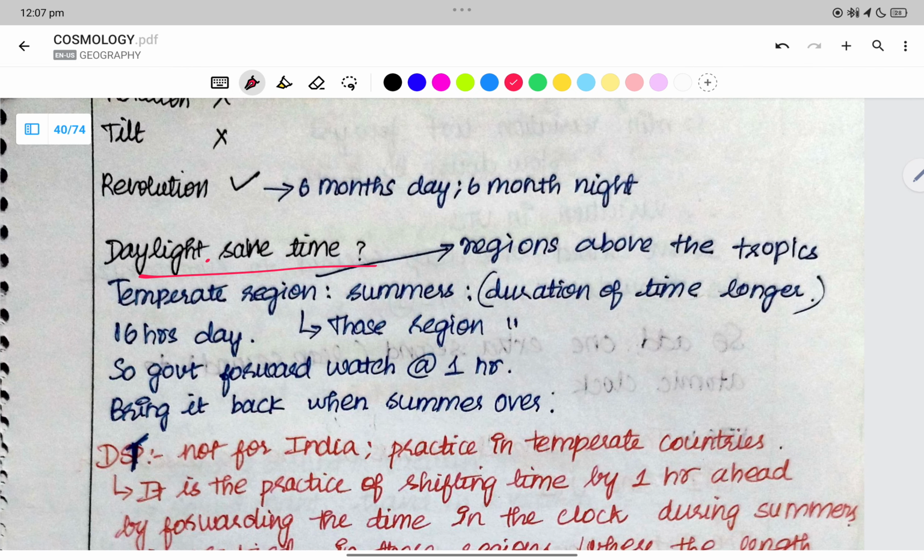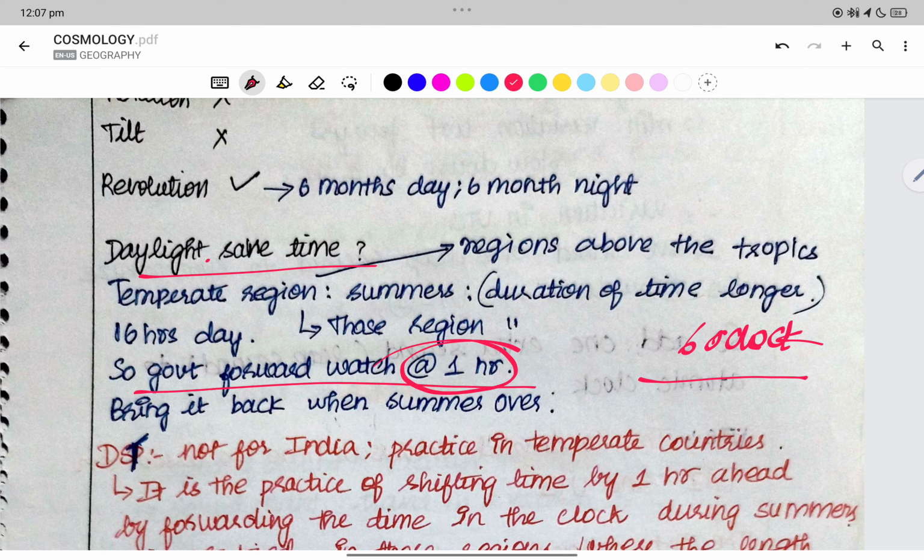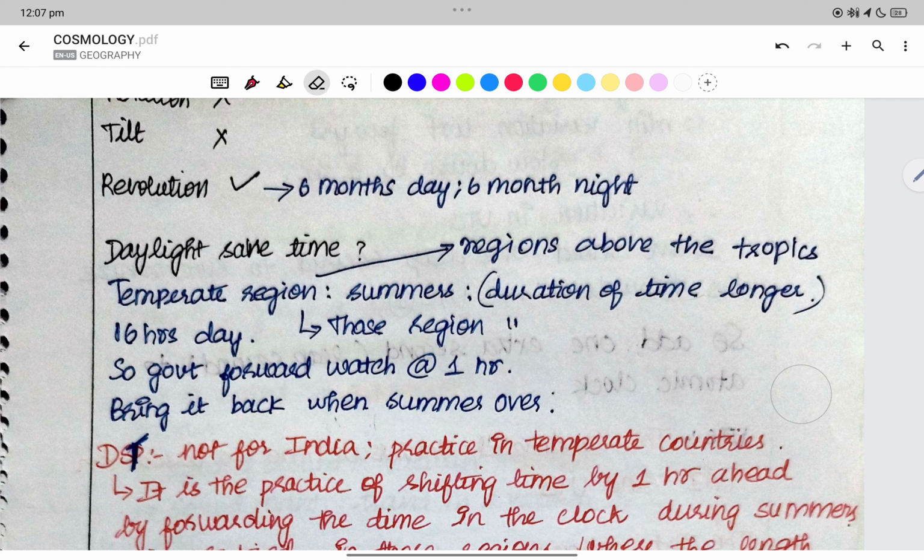Daylight saving time. In certain areas, the light comes faster, right? In regions above the Arctic Circle, at 6 o'clock itself, they might have some sunlight. So the government moves the clock forward by 1 hour: when it is actually 5 o'clock, they change the clock to 6 o'clock so that they can be productive during office hours, in the sunlight itself, and they bring it back when the summer is over.